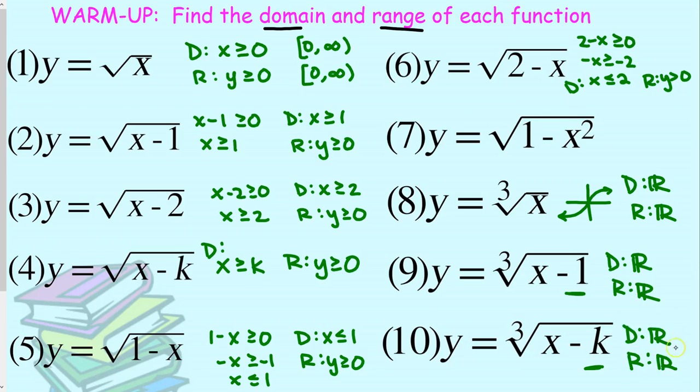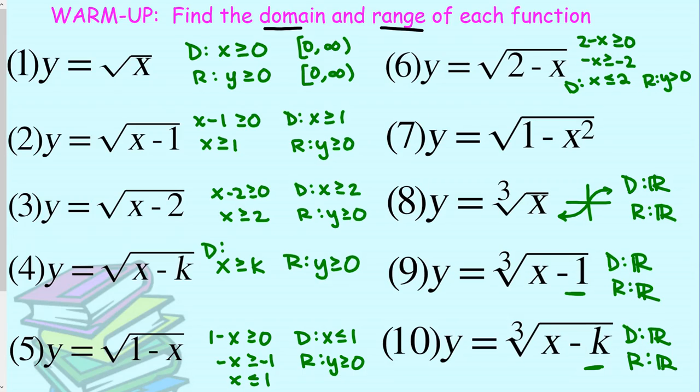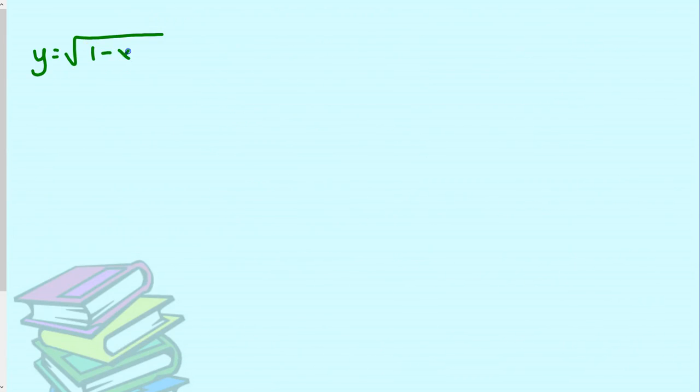Okay, let's go back to number 7. Y equals the square root of 1 minus x squared. If we think about it algebraically, it's still that we need 1 minus x squared to be greater than or equal to 0. Now let's think about this, and let's think about something we did back in chapter 4.